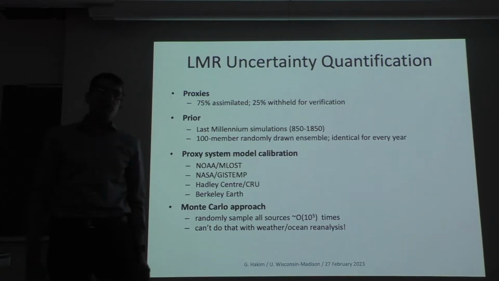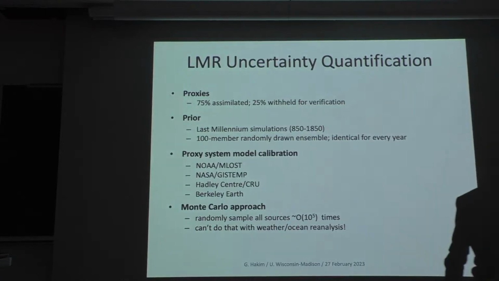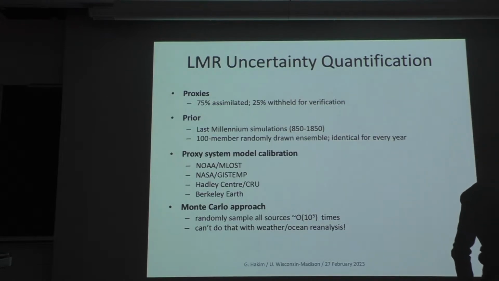Uncertainty quantification is really essential to this process. Why should you trust what we have to say with these reconstructions? So we withhold 25% of the proxies for independent validation. We're going to predict those values after we've done the reconstruction, so they will not inform the reconstruction at all. And prior to the instrumental era, that's really the only thing we have in order to assess whether we have an accurate reconstruction or not.